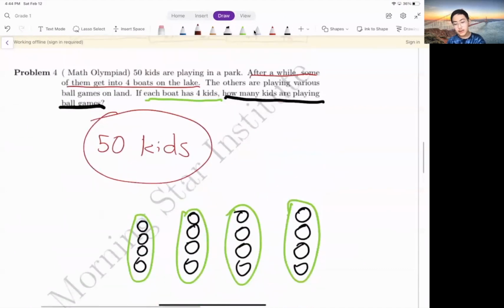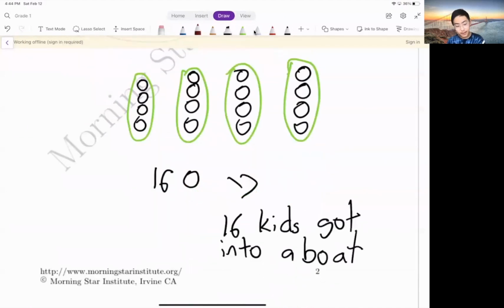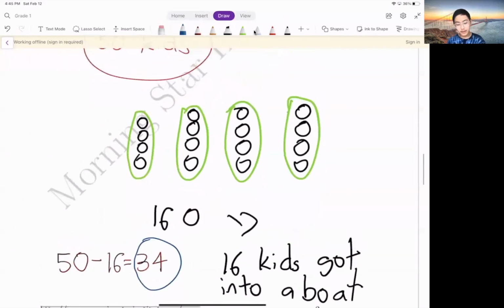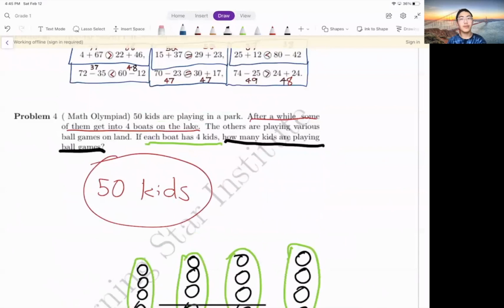So we should just subtract 16 from 50, and that should give us 34. So 34 is our answer. 34 kids are playing ball games for problem 4.